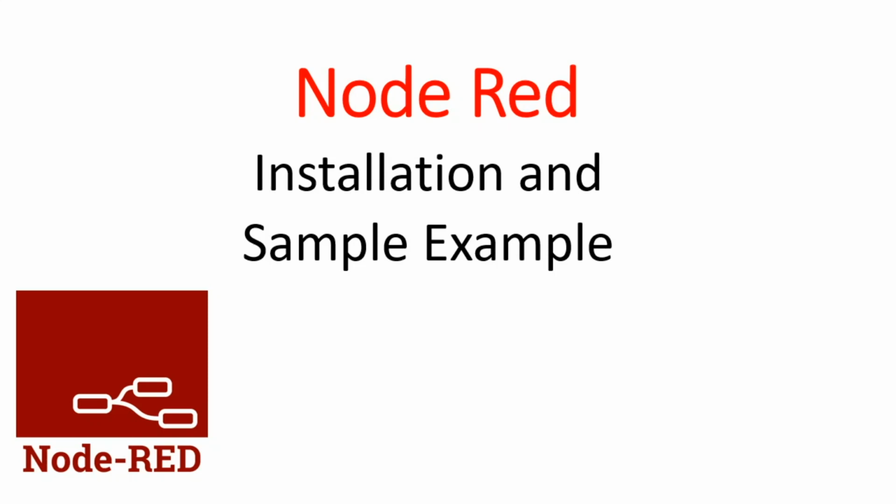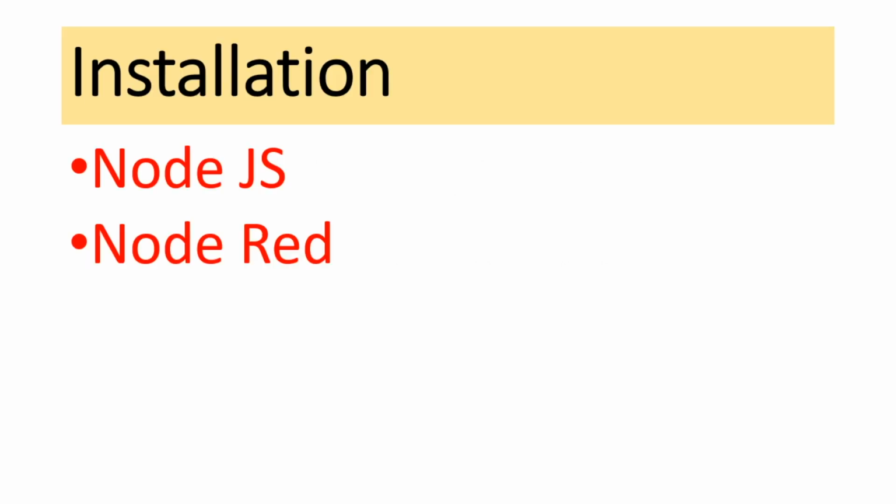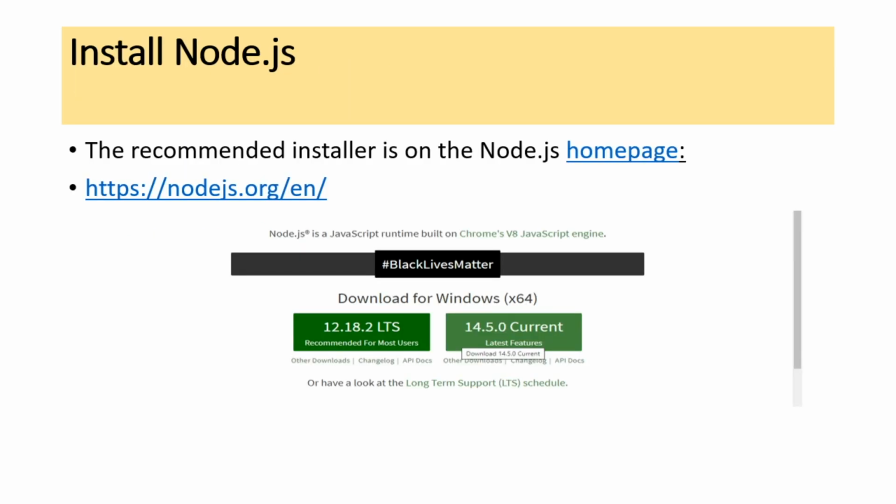Let us see how to install Node-RED with a sample example. For this we need two installations, Node.js and Node-RED. To start with, we have to install Node.js. This Node.js installer is available on the website nodejs.org.